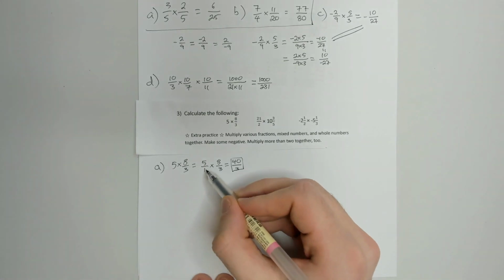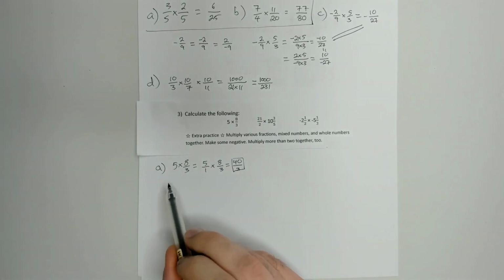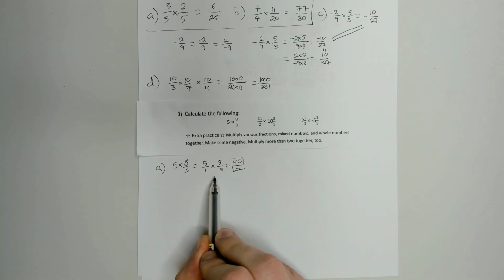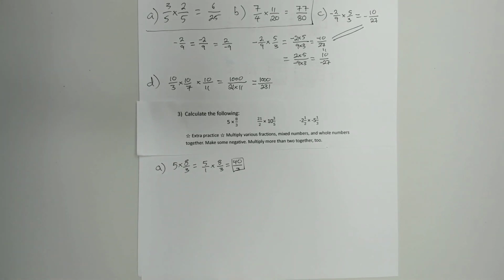We also don't necessarily need to do this step of dividing by 1. We can just immediately do the whole number times the numerator because we know that this step is always going to result in the exact same denominator anyways.